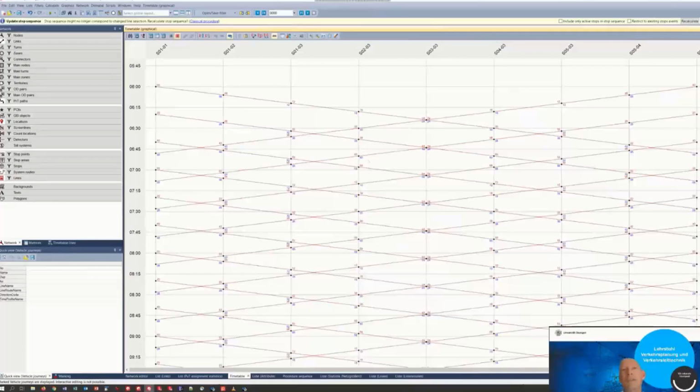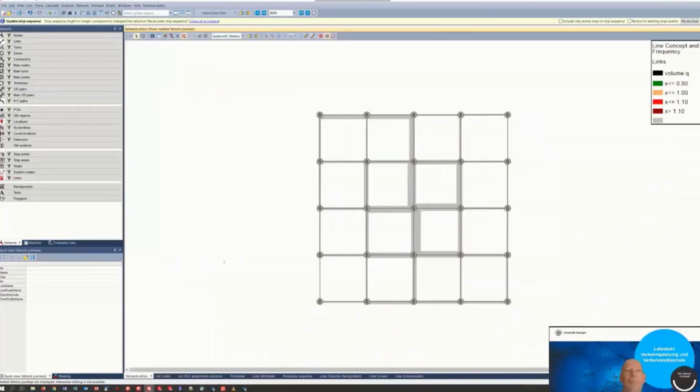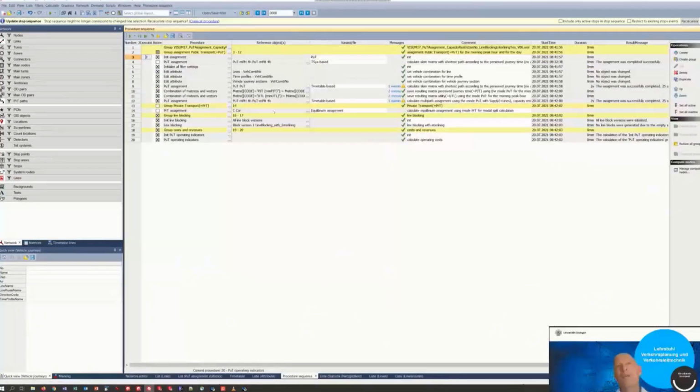You see that we have a timetable in 2 directions now. And now I prepared a procedure. We don't need to understand all of that procedure, but in the end, it's pretty simple. What we do is a public transport assignment, what I showed you yesterday. And here I apply an algorithm.